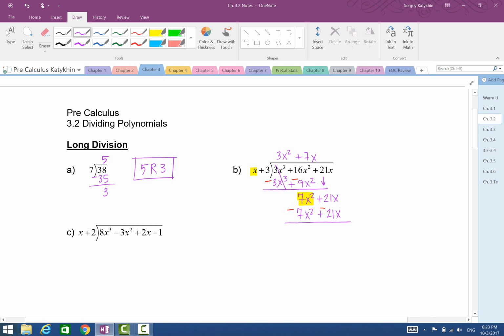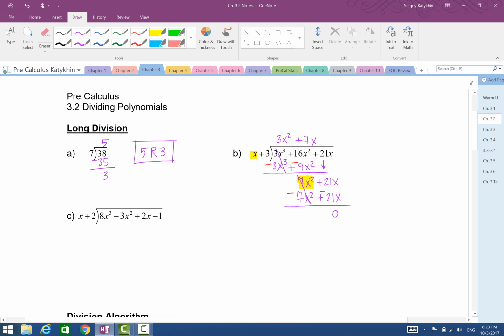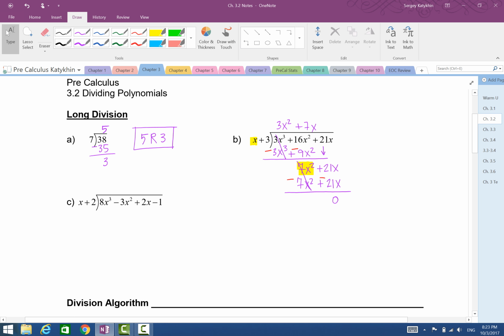7x squared minus 7x squared is going to give you 0. And then 21x plus a negative 21x is also 0. So in this problem, we actually get no remainder. Now, what do I get as my answer? Well, my answer is going to be two of these factors. It's going to be the first one that we divided by, and the answer that I got on top, that's going to be my second factor.